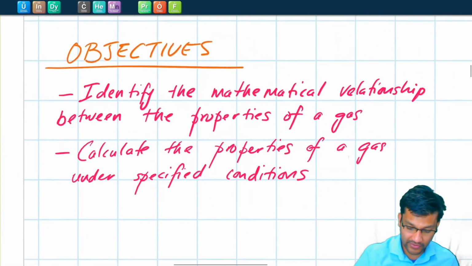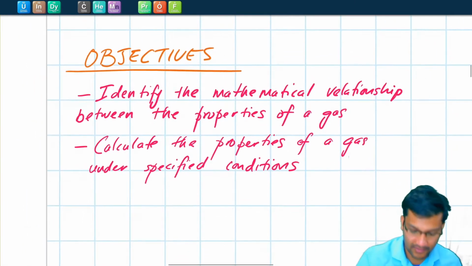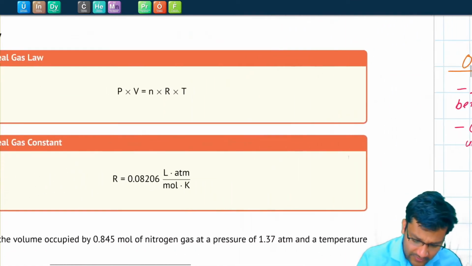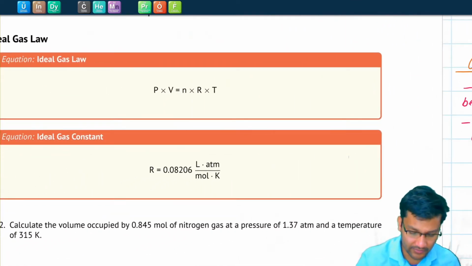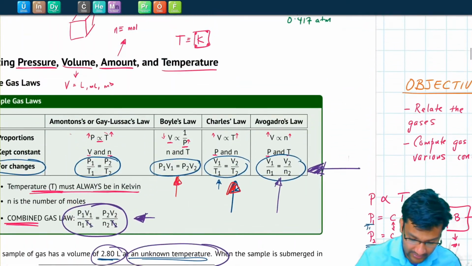By the end of this video, you should be able to identify the mathematical relationship between these various properties of a gas, and also to calculate the properties of a gas under certain conditions. Let's get started. Now, in our previous video, we looked at some simple gas laws that relate two different properties of gases. And they're listed up here.